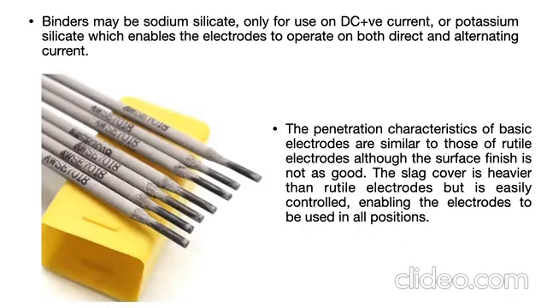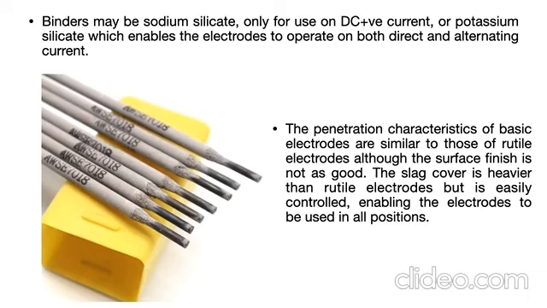The binder most commonly used will be sodium silicate, which in case of sodium, the polarity will most probably be DC positive polarity, whereas for potassium silicate, it can enable both DC negative and positive, and also permits the use of AC current. The penetration characteristics of basic electrodes are very similar to that of rutile. But rutile will have a better surface finish than the low hydrogen electrode.